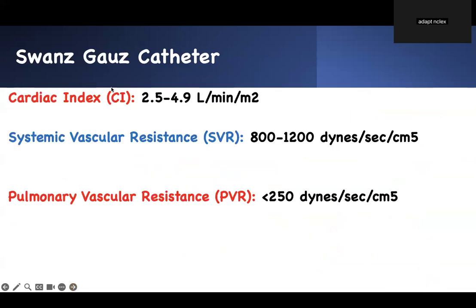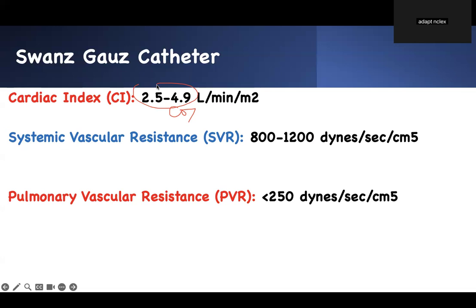The one I like is the cardiac index. And this one is based on the output over your body surface area. So this is 2.5 to 4.9. This gives you an exact idea of the individual. It can give you precise information, and it takes into consideration the individual's body surface area, and it gives you an idea of the perfusion. So if you want to see if the individual is having good perfusion, check their cardiac index. The SVR, which is systemic vascular resistance, the range is between 800 to 1200.